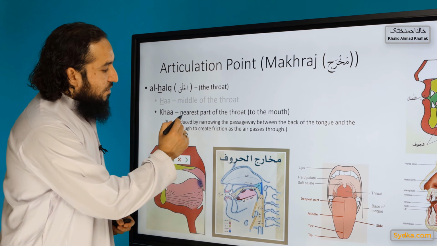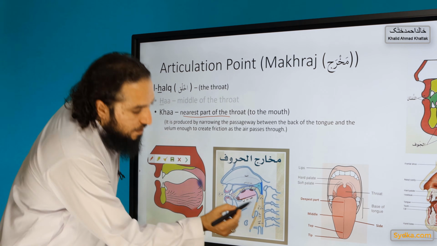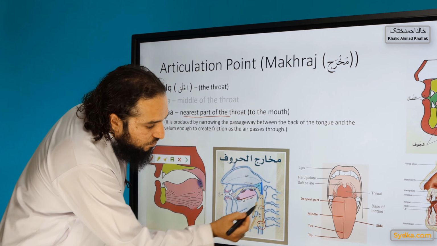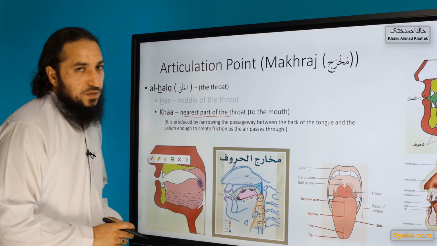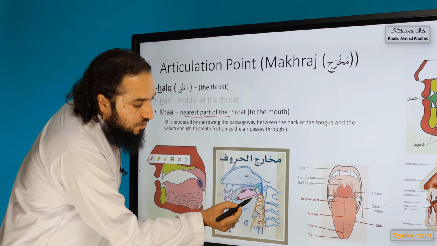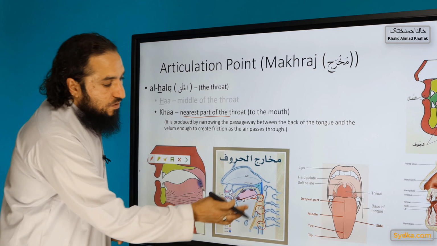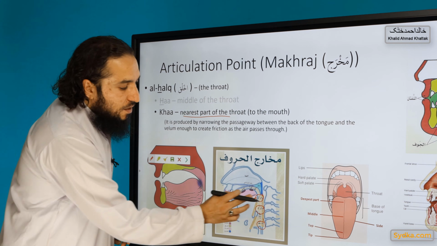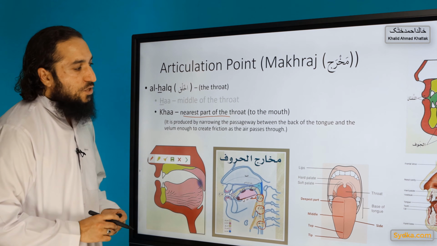It is the nearest part. If you see here, the nearest part. So we have 1, 2, 3 different places where from each place 2 different letters are pronounced, and this is the nearest. That's the nearest part of the throat to the mouth. Okay, that's the articulation point.